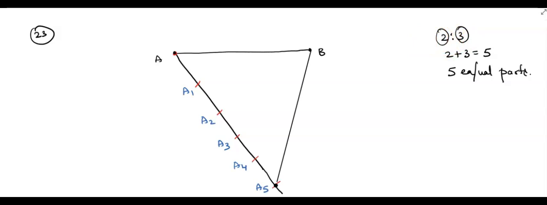Now what should we do? We have to draw one parallel line at 2, from 2, which is parallel to A5 and B. Okay. Now let me join this. Let me draw. One minute. Let me draw a line which is parallel to A5 with B.